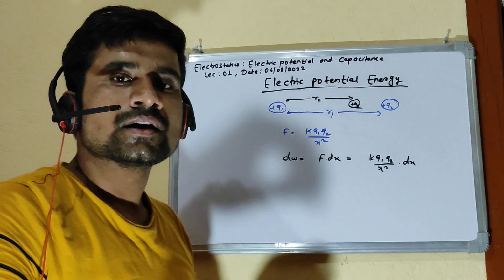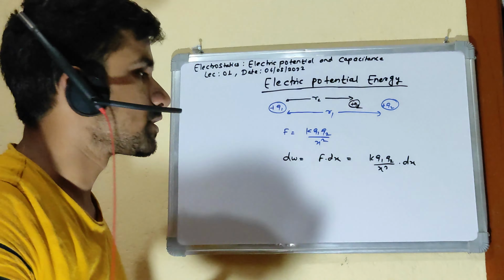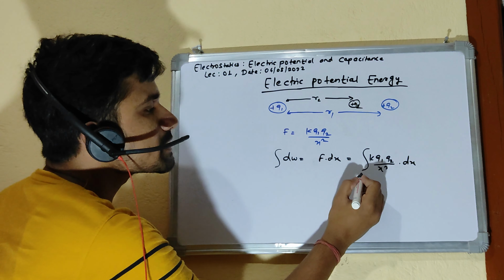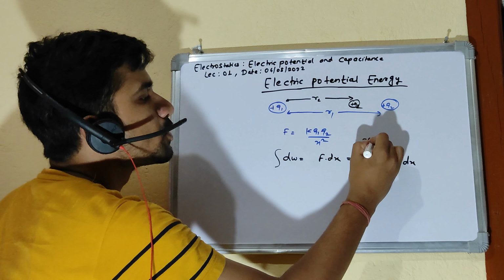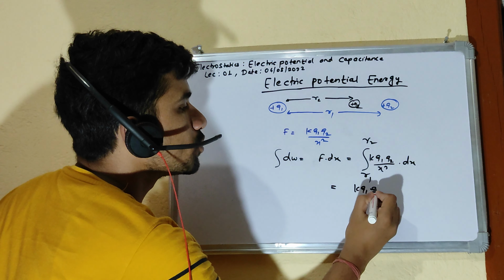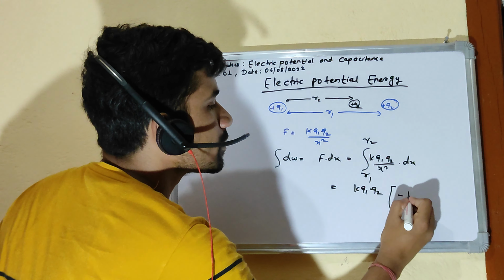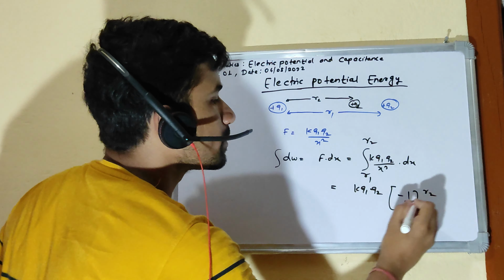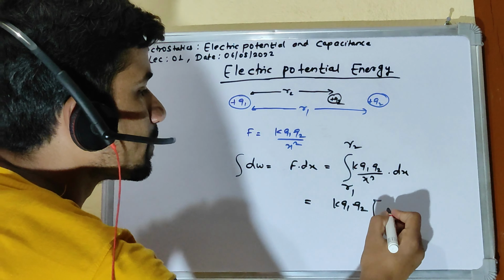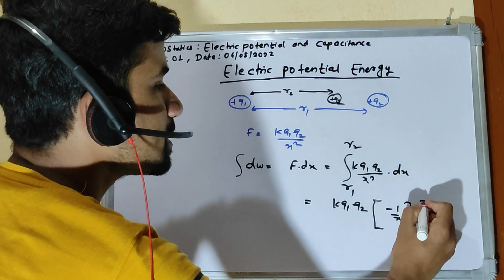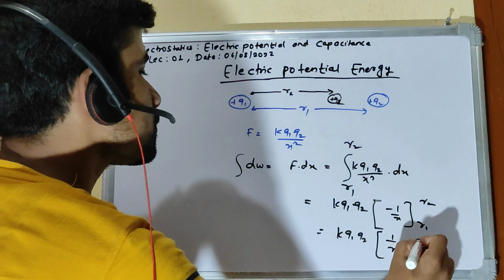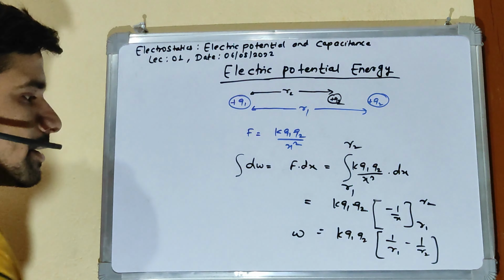Clear? Now what is the net work done? For net work done, I need to integrate this. So initially I was at r1, finally I'm at r2, right? So now let's find out what is the work. K q1 q2, and this is nothing but minus 1 by x from r1 to r2, which is nothing but k q1 q2 into 1 by r1 minus 1 by r2, right? This is my work done.